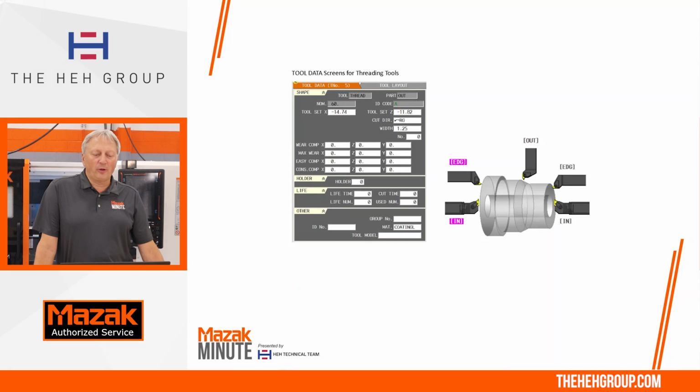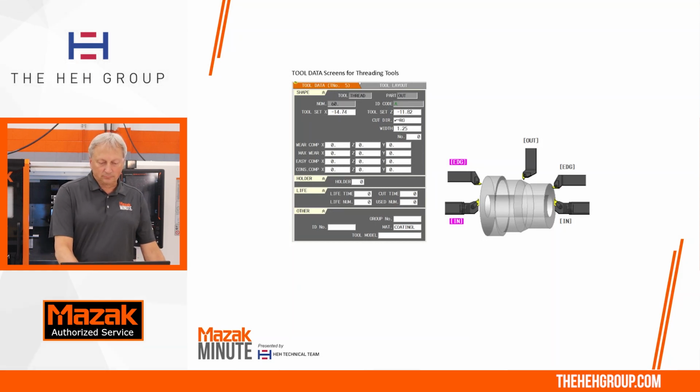Tool data screens for threading tools. I have an edge looking at the right side of the screen, thread in, out, edge highlighted for the back second spindle, and in highlighted in magenta for the ID thread second spindle. You'll have your tool sets. You have your cutting direction, your hand of the tool, the width.